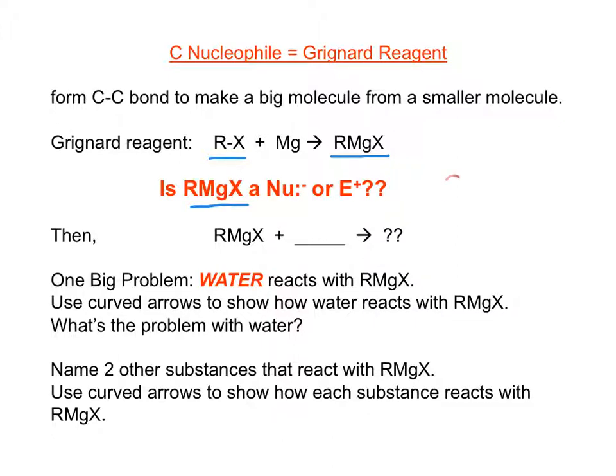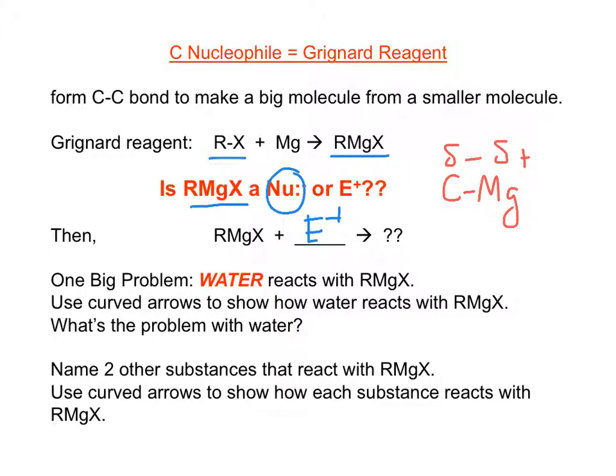Remember that the carbon-magnesium bond is a polar bond with the carbon having a partial negative charge and the magnesium having a partial positive charge due to electronegativity. So the Grignard reagent is a nucleophile. So the Grignard reagent reacts with an electrophile.